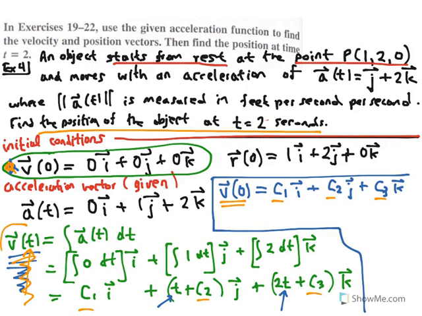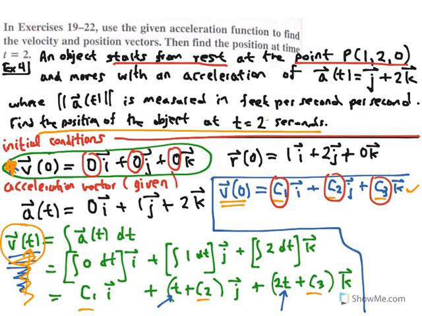So I evaluated my velocity vector that I had found at t = 0, and this is what I came up with. And now I would like to equate that with the initial condition that's given for the velocity vector at time t = 0. Now, when I equate those two vectors, the corresponding components must be equal. So c sub 1 must be equal to 0, c sub 2 must be equal to 0, and c sub 3 must be equal to 0.